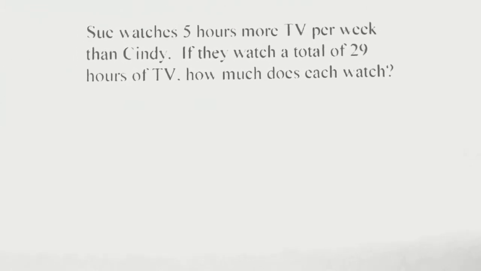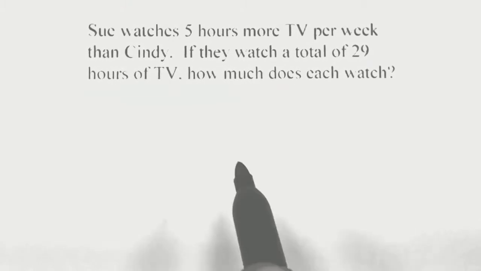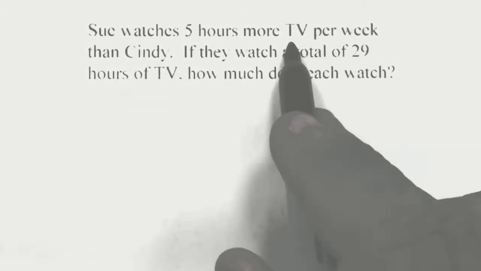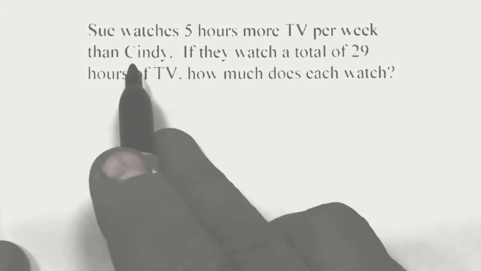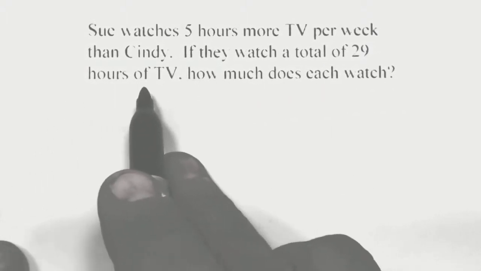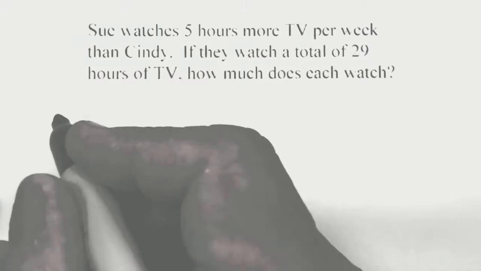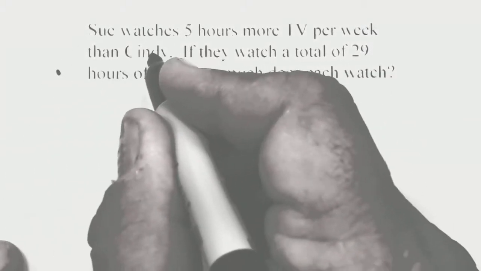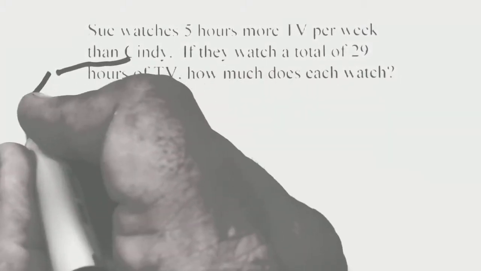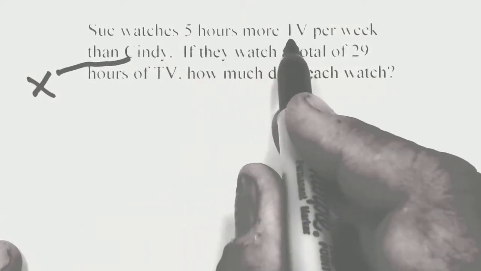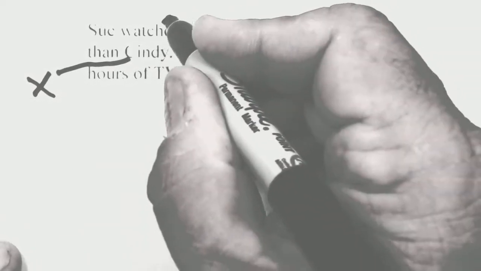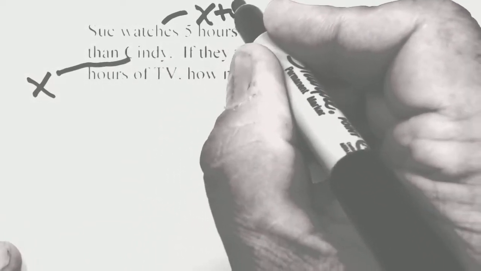Okay, here's another example. This one says Sue watches 5 hours more TV per week than Cindy. If they watch a total of 29 hours of TV, how much does each watch? Okay, well, we make Cindy equal to the X. She's at the end of the sentence. Sue watches 5 more, so Sue's going to be X plus 5.